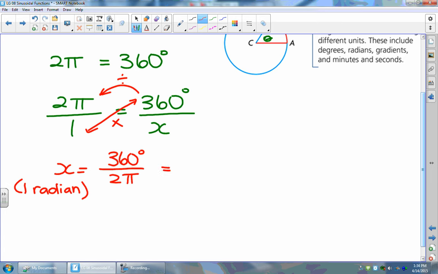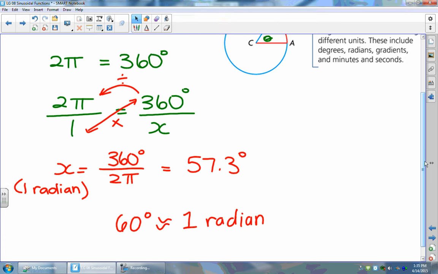And if you put this into your calculator, you should end up with around 57.3 degrees. So therefore, 1 radian is approximately 57.3 degrees. And as a rough estimate, you can use 60 degrees when you're doing your mental math to approximate what 1 radian is equal to. So if you're trying to remember or estimate, you can think of 1 radian as about 60 degrees, but if you're calculating the measure of 1 radian, you would want to put it as exact as possible.